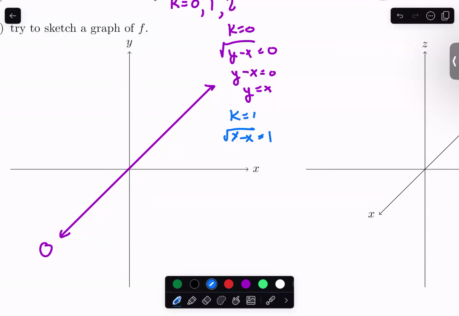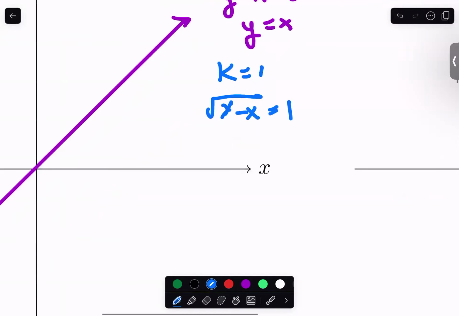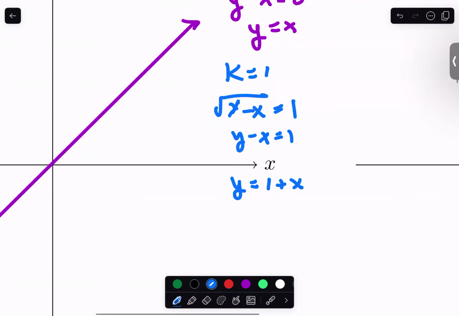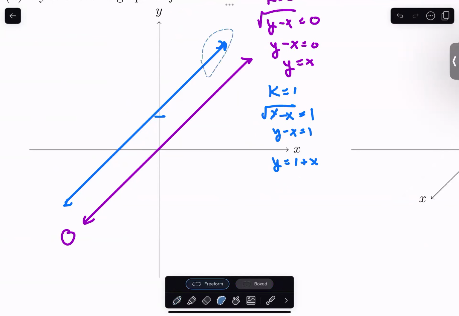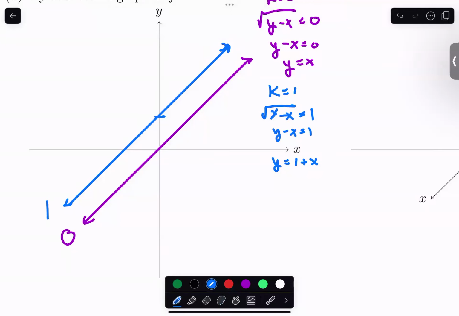And we could rearrange and try to get a y equals. Those are pretty nice to graph. So let's see, y minus x is equal to 1 after I square both sides. y is equal to 1 plus x. So this is going to be a line with slope 1, but now the intercept's up at 1. So up here. These are all the places that the surface would have a height of 1.